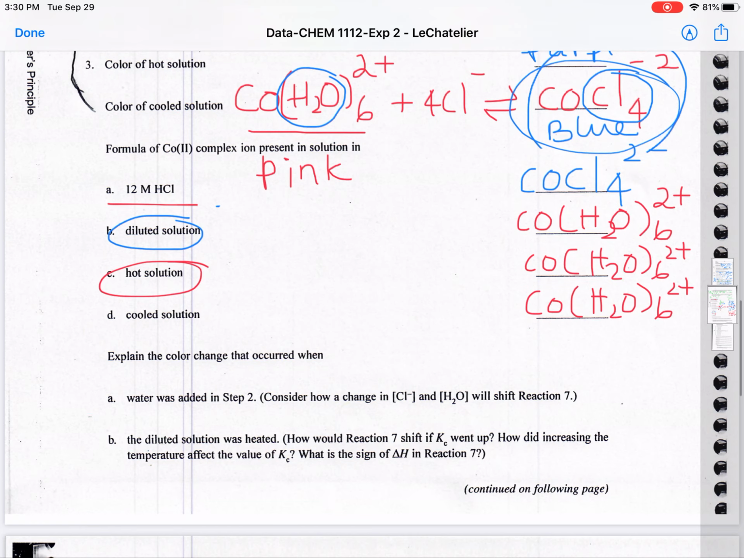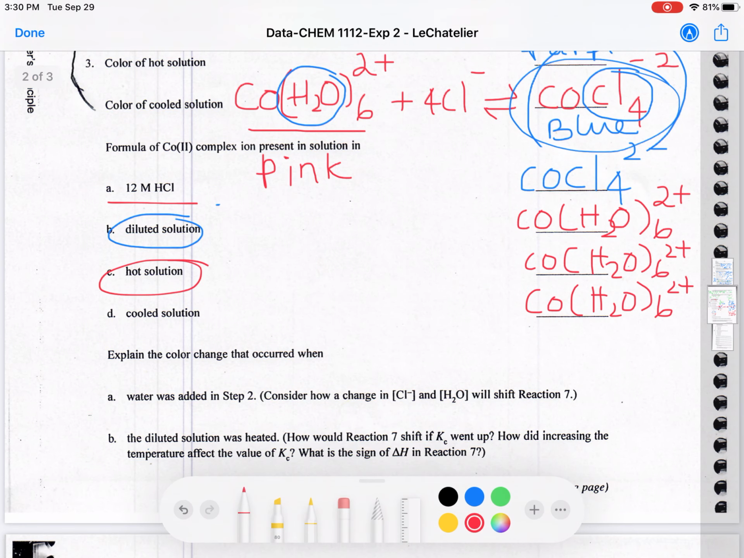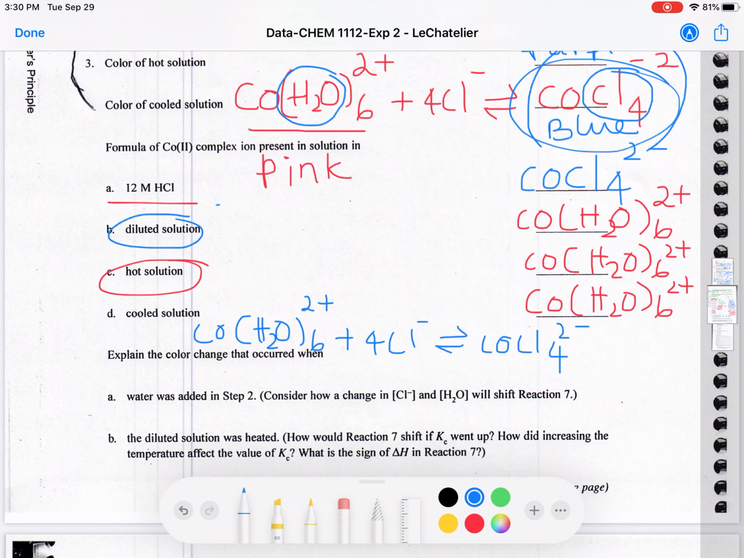Okay, so if I rewrite the equilibrium, it is going to be like this: cobalt water hexahydrate plus chloride ions gives COCl4 2- plus 6 water. So to the blue complex, you add water. Water is a product. You add this one. So then the reaction should shift to the left side because you're adding one of the products.